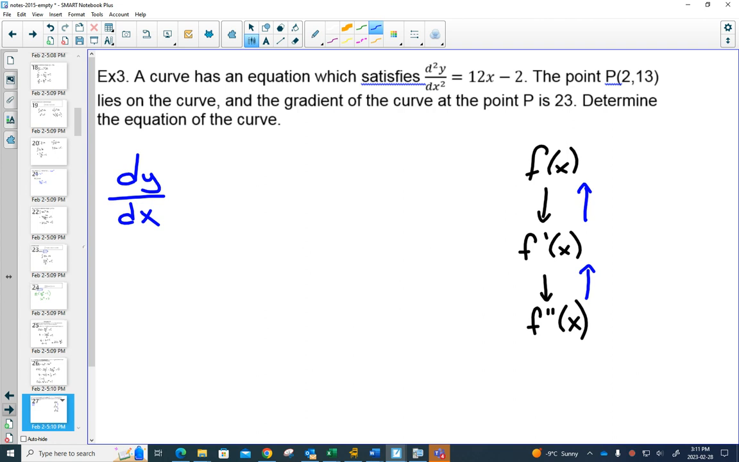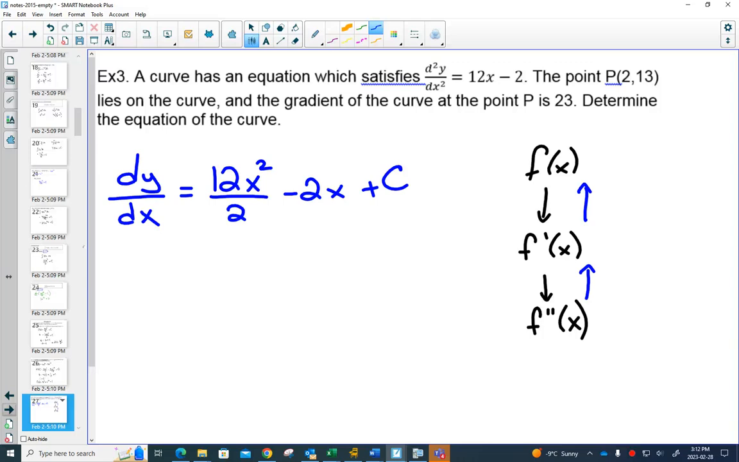So if I work backwards from d2y dx squared, I would get dy dx. Working backwards would tell me add 1 to the exponent and divide plus c. Now we could go back again, or we could take the time to find out what c is already. If we want to find out what c is, we would have to be able to plug something in for x and something in for dy dx.